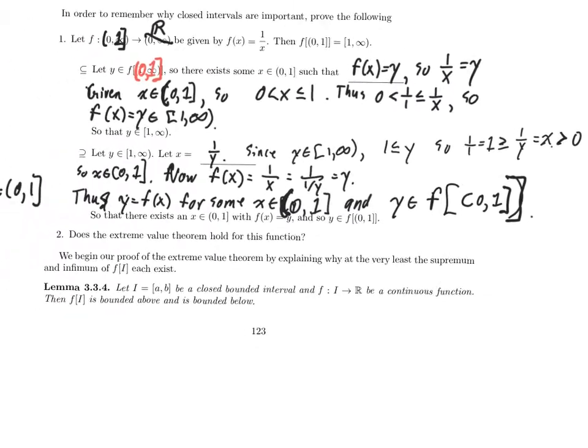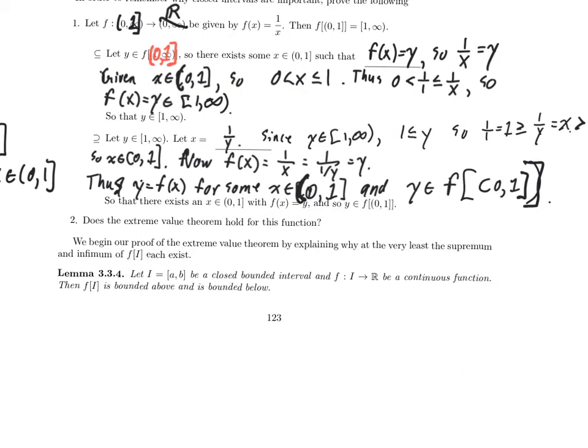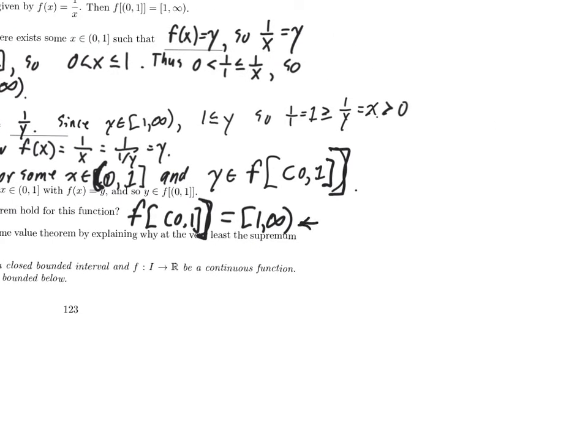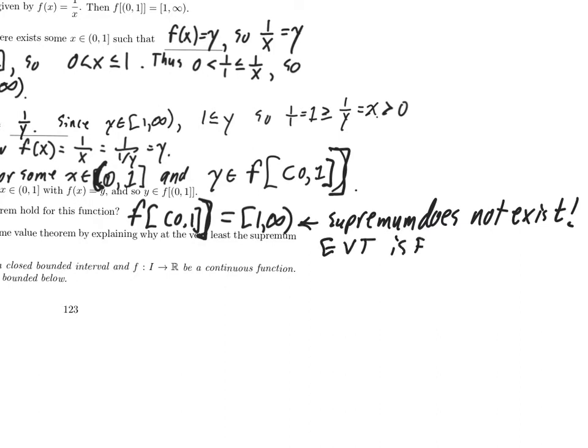Neato. So does the extreme value theorem hold for this function? Well, let's think about what the extreme value theorem says. The extreme value theorem says that the sup and inf of f of I should exist. Let's see, f of the interval (0, 1], we just showed that it is equal to [1, infinity). This supremum does not even exist. So the EVT, extreme value theorem, is false over this interval.